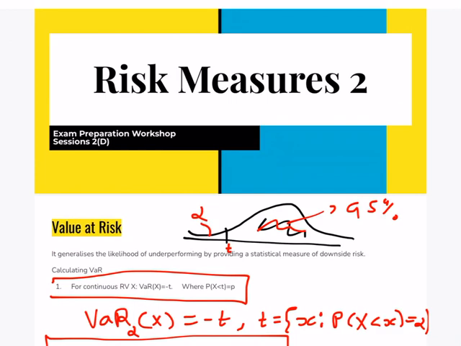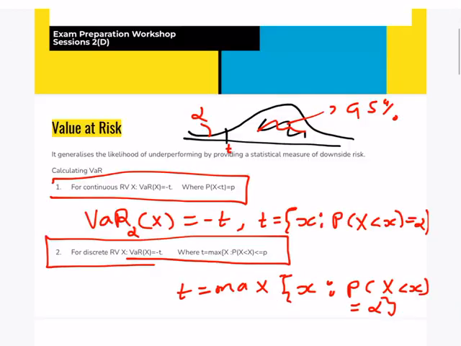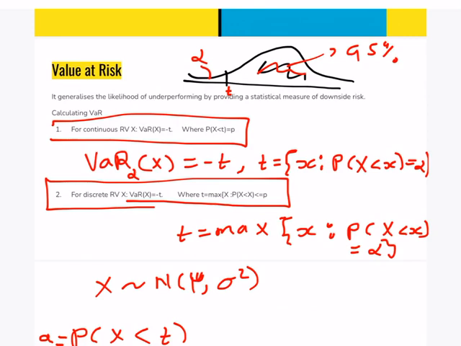That is how you explain value at risk when you are answering the question. Your answer is not complete without adding that statement, as a matter of fact. You should get a mark for just adding that. And for discrete, you can see that it is the maximum value of t such that your excess, or its probability, would not exceed this certain significant value.